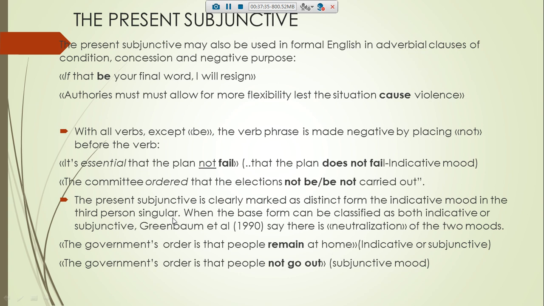The present subjunctive is clearly marked as distinct from the indicative mood in the third person singular. When the base form can be classified as both indicative or subjunctive, Greenbaum et al. say there is neutralization of the two moods. That is to say, in a sentence like, the government's order is that people remain at home, remain could be either in the indicative or subjunctive mood. Why? Because the subject is plural, people. So, we say that here two moods have been neutralized because of the meaning, and you may say it's either indicative or subjunctive. Now, if it were in the negative, there would be no ambiguity. The government's order is that people not go out. This is only subjunctive mood.